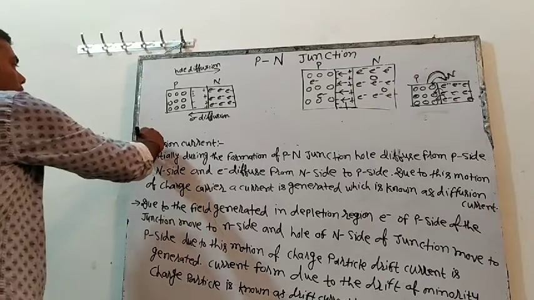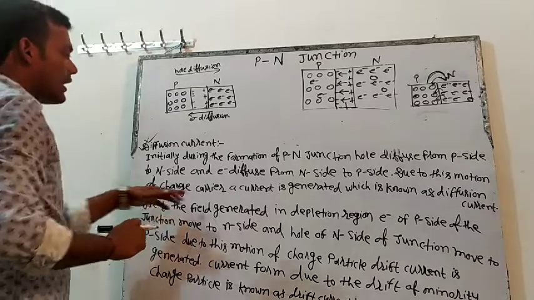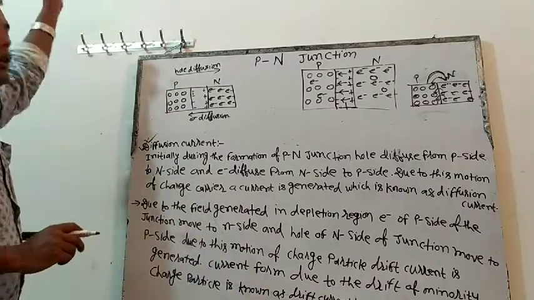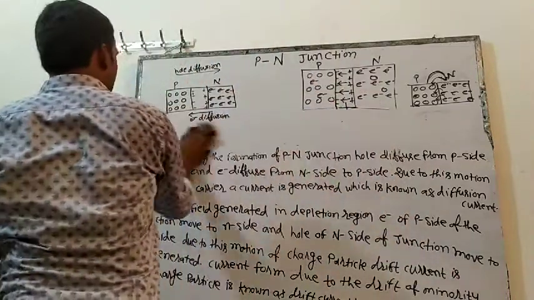Diffusion current will form. Initially, during the formation of the p-n junction, holes diffused from the p side to the n side and electrons diffused from the n side to the p side. Due to this motion of charge carriers, a current is generated, which is known as diffusion current. Is this clear? Now we will understand the second one, that is drift current.